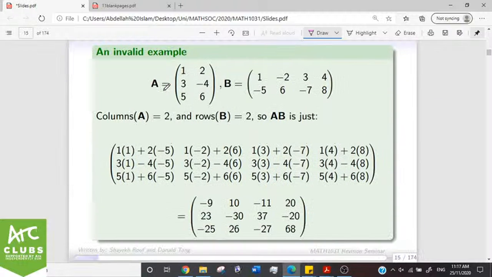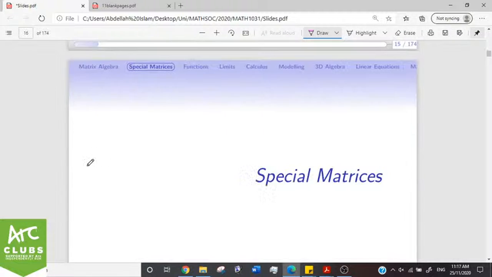Okay. So here's a valid example of matrix multiplication. It's just a lot of calculations, and I trust you have a calculator to do things like this quickly. But yeah, it's exactly as you'd expect from earlier.